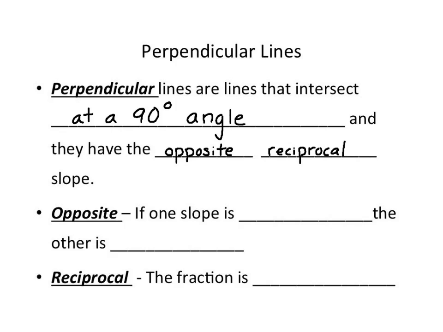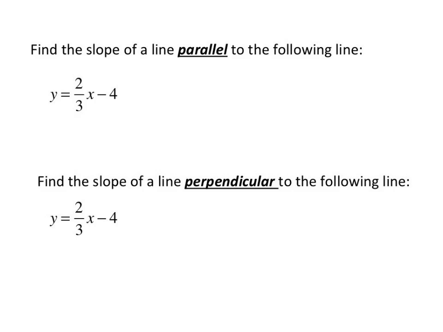First, opposite means that if one slope is positive, then the other slope must be negative. And keep in mind this works both ways, so if the first slope is negative, the opposite of that slope must be positive, and vice versa. Reciprocal then means that the fraction is flipped. So when we put these two things together and we're talking about a perpendicular slope, what we mean is that the fraction is flipped and it's changed from either positive to negative or negative to positive.